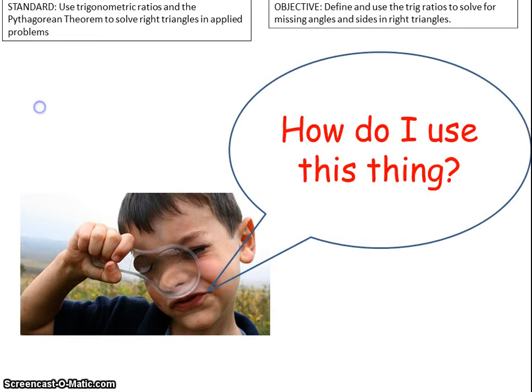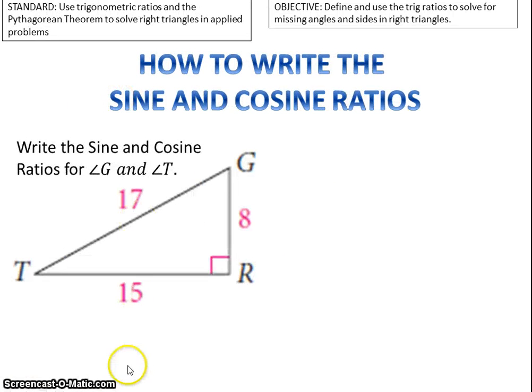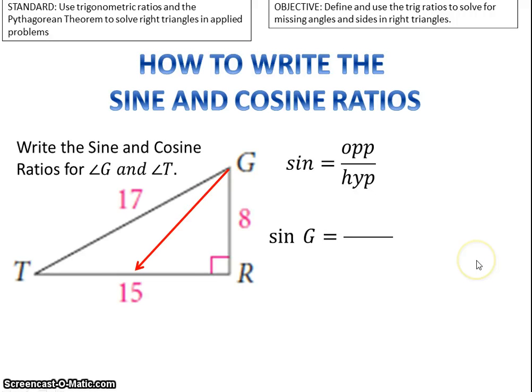So how do you use this? Here's how to write the sine and cosine ratios. I've got a triangle TGR, and I want to write the sine and cosine ratios for G and for T. So let's start off with G. The sine is opposite over hypotenuse. It is always opposite over hypotenuse. So what side is opposite of G? The opposite side is 15. The hypotenuse is always the side across from the right angle, so that is 17. 15 over 17 is the sine of G.